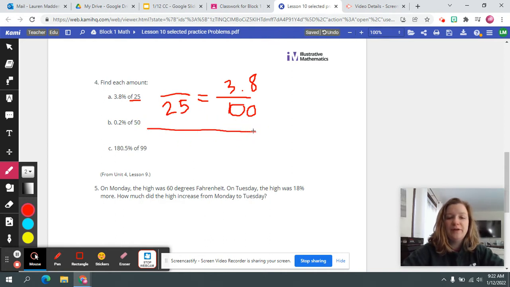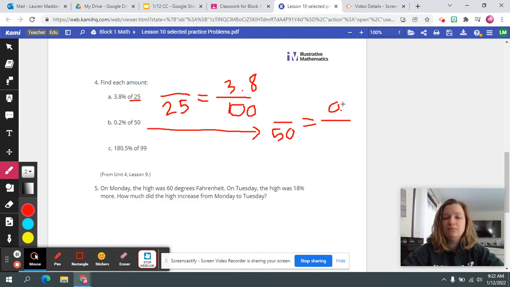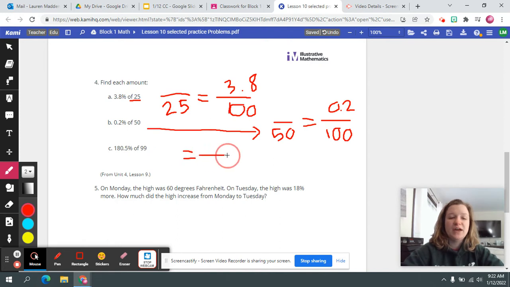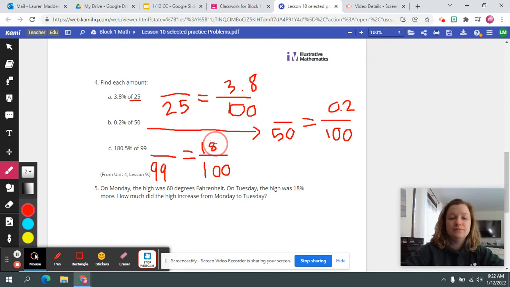For this one, I'll do it over here. 0.2% of 50. So my 50 should go on the bottom, my 0.2 on the top. Now remember, 0.2%, that's going to be a very, very small amount. So if you get a small number, you're on the right track. And the last one, 180.5%. Well, remember, 180.5, that's going to be more than 100%. So your number ends up being bigger than 99. If you get something smaller than 99, that is not correct, because that would not be bigger than 100%. So there is your setup for those.